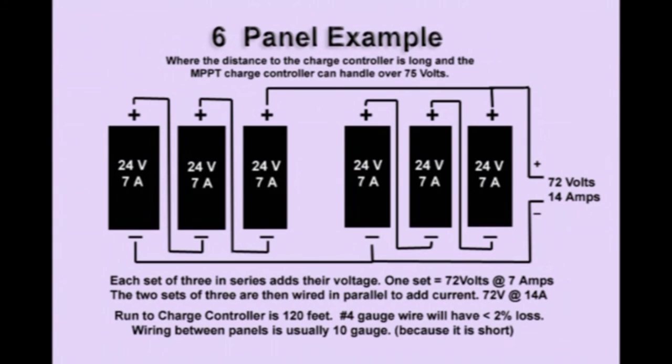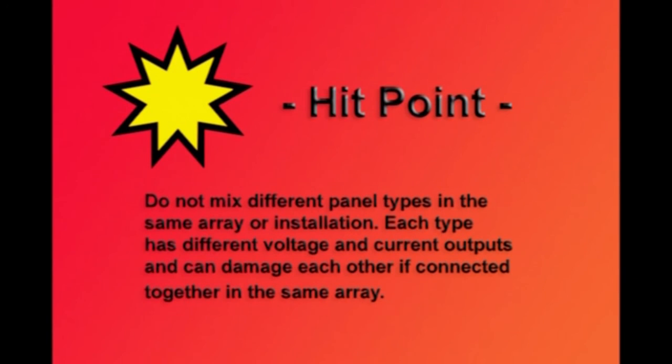Now, if we had a 120-foot run to the battery box, to have less than 2% loss in this system, we'd have to use 4-gauge wire. Don't skimp on the wires coming in, you'll lose power. And between the panels, 10 gauge is fine as long as the runs are short. And remember, when we're talking about estimating the output voltages for these different configurations, we are using an MPPT charge controller. An important hit point here, do not mix different panel types in the same array or installation, because each type has a different voltage and current outputs and can damage each other if connected together in the same array.